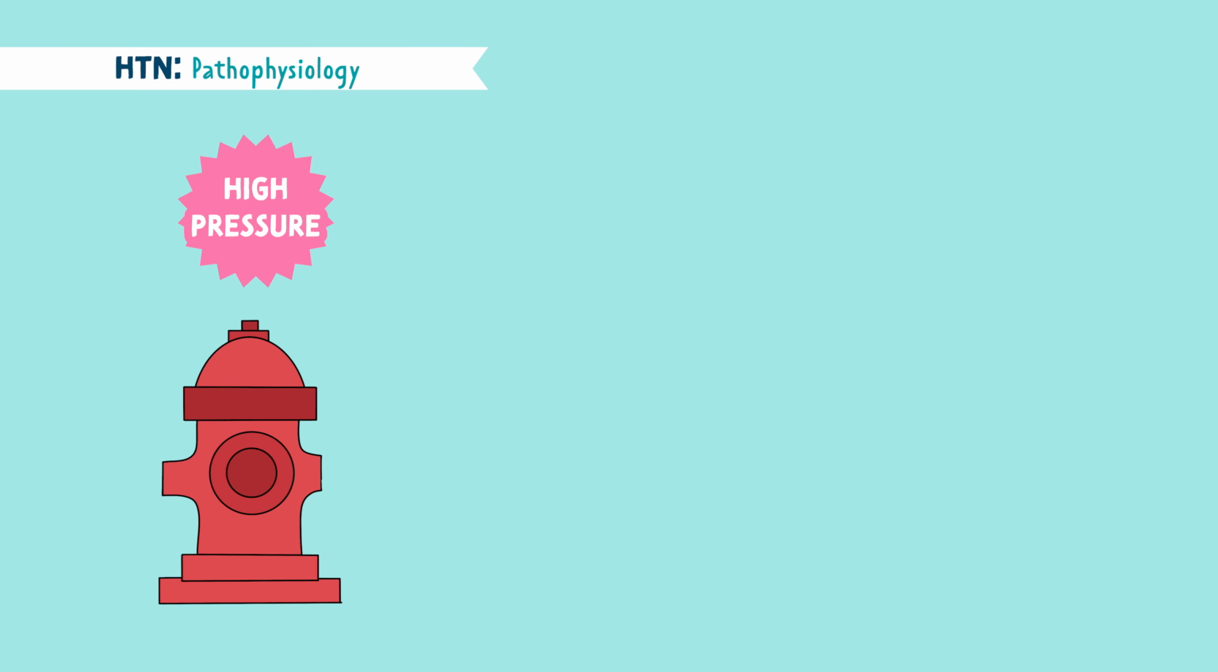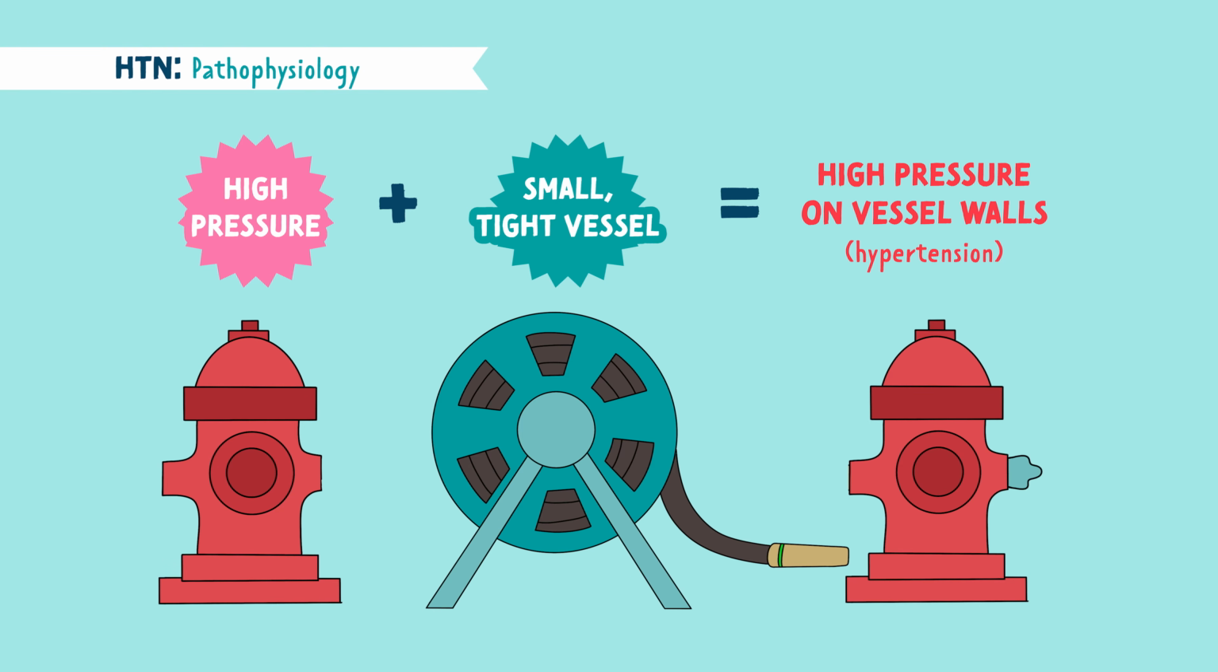Think about a high pressure fire hydrant connected to a garden hose. There is so much resistance. So, hypertension is an elevated level of either systolic or diastolic blood pressure.